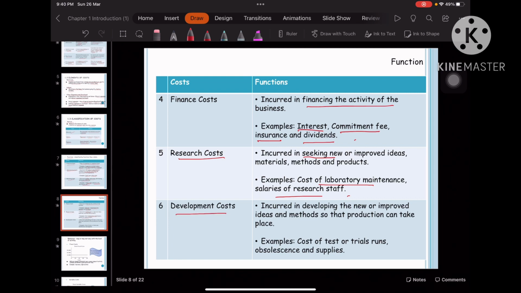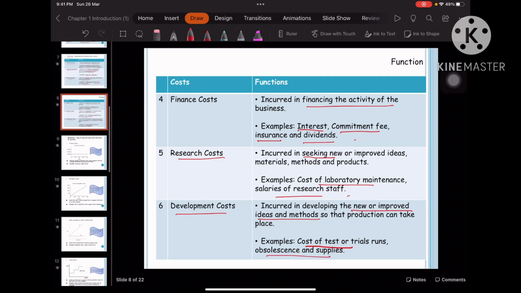All right, development cost is actually to develop new ideas or improve the ideas. For example, just now we already researched that this one will give you a good product. So the development means that the new ideas that we have just now, we would like to develop the ideas to become the product. So this is something like the cost of test, trial, obsolescence, and supplies.